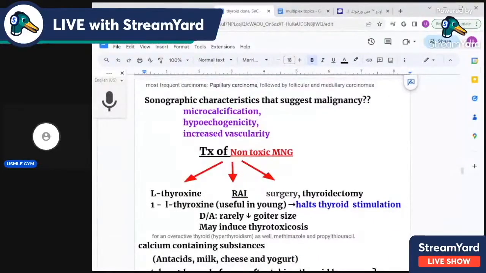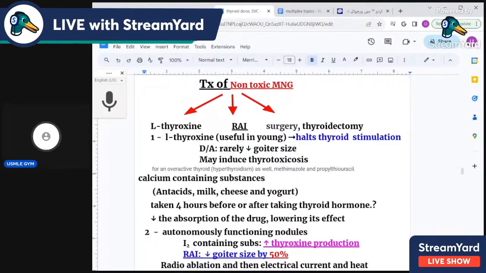And what are the sonographic characters that suggest malignancy? I already explained. Microcalcification, hypoechogenicity, and increased vascularity. Now, treatment of the non-toxic multinodular goiter. Three treatments: thyroxine, radioactive iodine, and surgery, thyroidectomy.